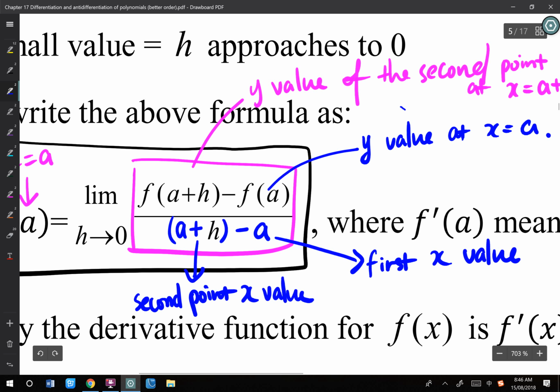So what is this equation actually? It is the gradient, y2 minus y1 over x2 minus x1. Well, at the bottom you can cancel the a and a, so just left with h. So the distance between the 2 points, the change in x value between the 2 points. So this formula is actually y2 minus y1 over x2 minus x1.